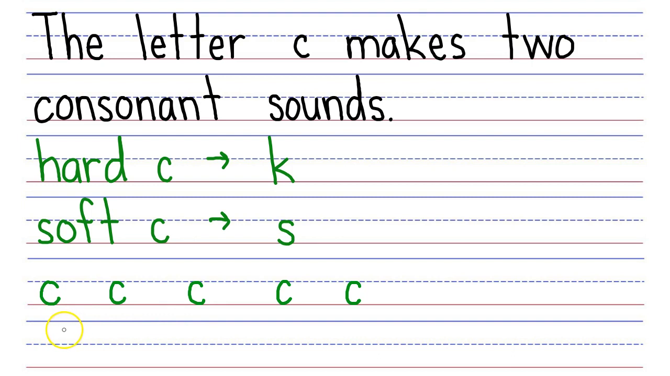Now let's write the uppercase C 5 times. The uppercase C starts just below the top line. It curves up to the top line and then curves all the way down to the baseline and just past the baseline, like so. Uppercase C says k and s. 4 more times. Uppercase C says k and s.